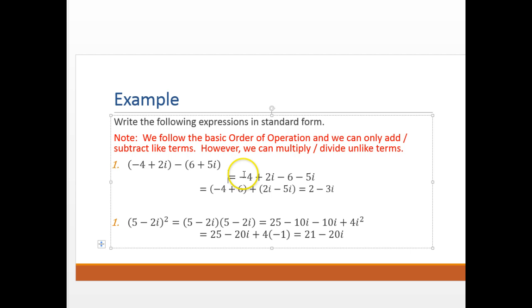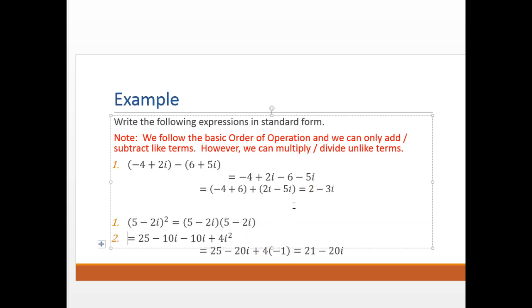Now I'm going to group my real terms, the negative 4 plus the 6. And then I'm going to group my imaginary terms, the 2i minus 5i. So negative 4 plus 6 is 2. 2i minus 5i is negative 3i.